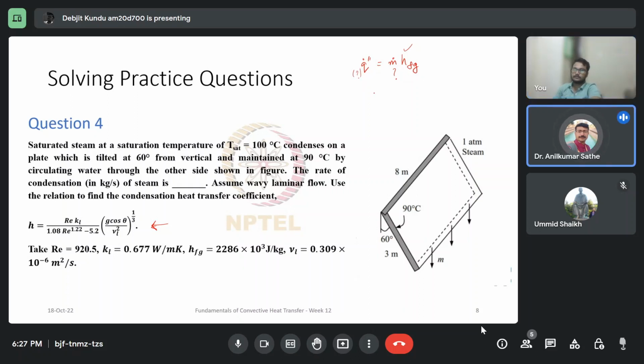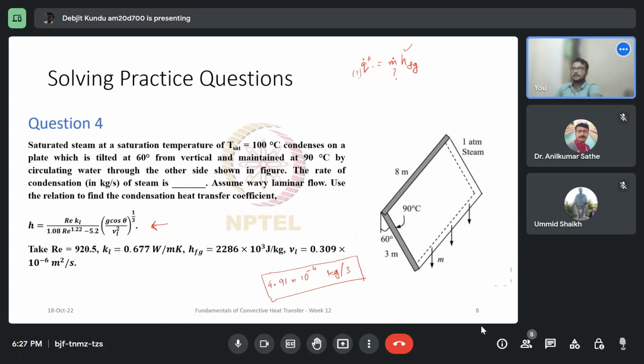Sir, the answer is 4.91 into 10 raised to minus 4 kg per second. Okay, we will look into it. So this is one answer that we are given. We will see if we land on the correct answer.